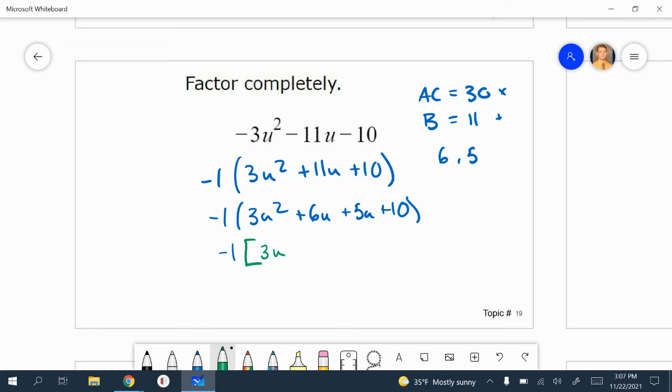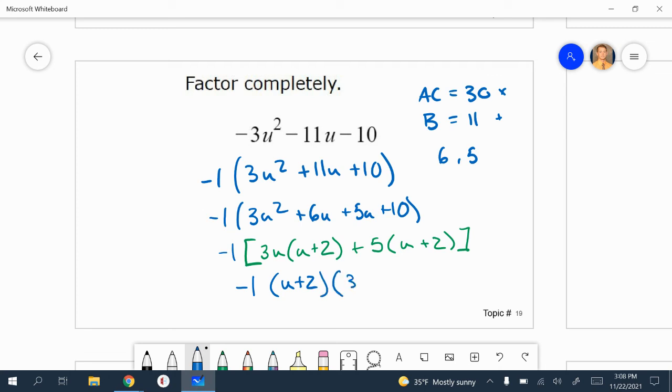So 3u, that would leave me with a u and a 2. Over here, I could pull out a 5. That would leave me with a u and a 2. So everything in that color is kind of still out there. Now our final step, we would bring down that negative 1 again. And I'm going to put that u plus 2 in the front. And then I'm going to put that 3u plus 5 right there. And I think that is completely factored.